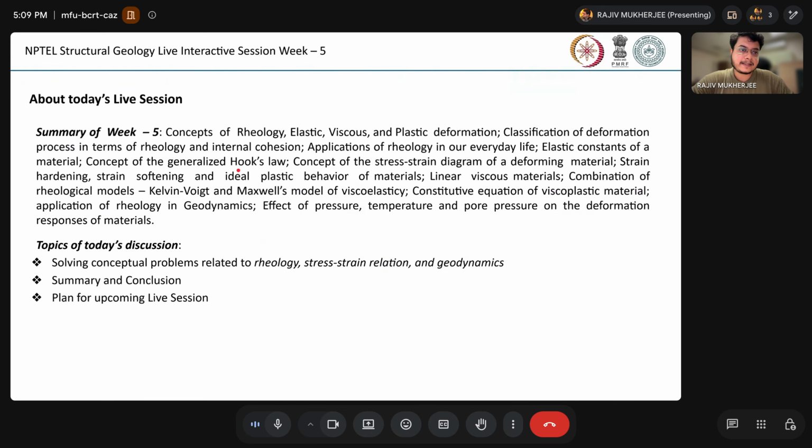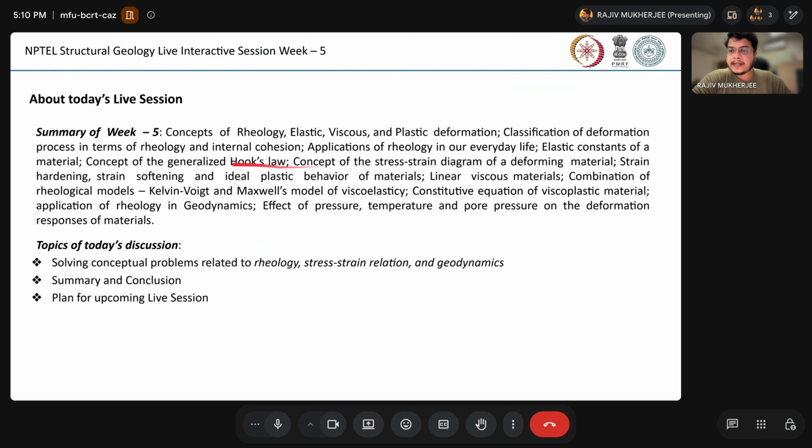To summarize what we have already learned, week 5's content mostly covers rheology, that includes the concepts of rheology, elastic, viscous and plastic deformations, classification of deformation processes in terms of rheology and internal cohesion, that is very important, and application of rheology in our everyday life. Not just rocks, we often subconsciously apply the senses of rheology in our daily lives as well.